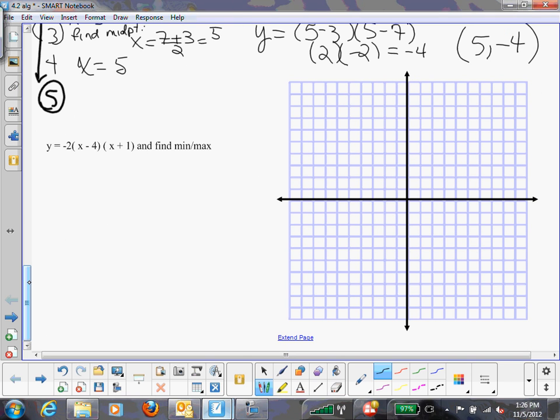All right, up or down? Why do we know that it's down? 2 is negative. Okay, what format is this? Which one is it? Intercept, which means I have to use what?